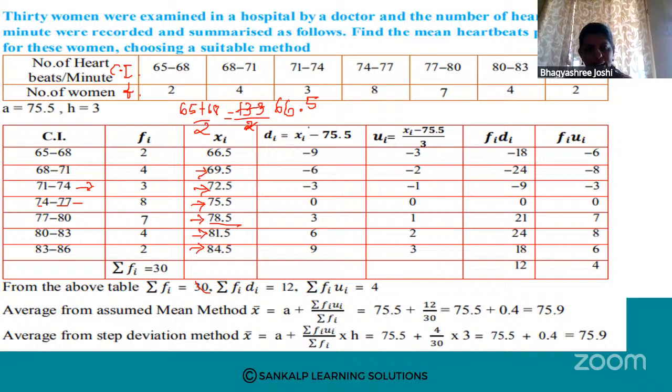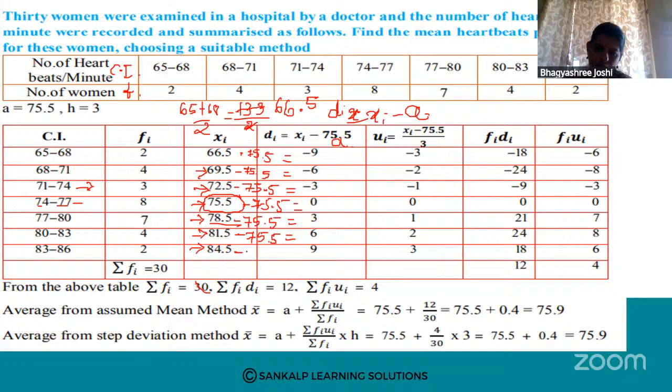Okay. Now, we'll calculate di. Di can be calculated as xi minus a. So here a value, there are 1, 2, 3, 4, 5, 6, 7 entries. That means 7 data are there. So we'll take middle value. Middle value is 75.5. Okay, so that is the assumed mean here. A value is 75.5. So 66.5 minus 75.5 is equal to minus 9. 69.5 minus 75.5 is equal to minus 6. 72.5 minus 75.5 is equal to minus 3. 75.5 minus 75.5 is equal to 0. 78.5 minus 75.5 is equal to 3. 81.5 minus 75.5 is equal to 6. 84.5 minus 75.5 is equal to 9. This is about the di.